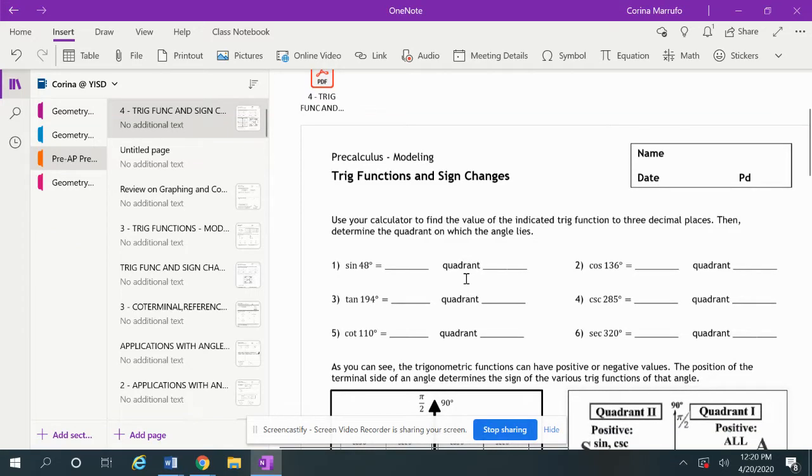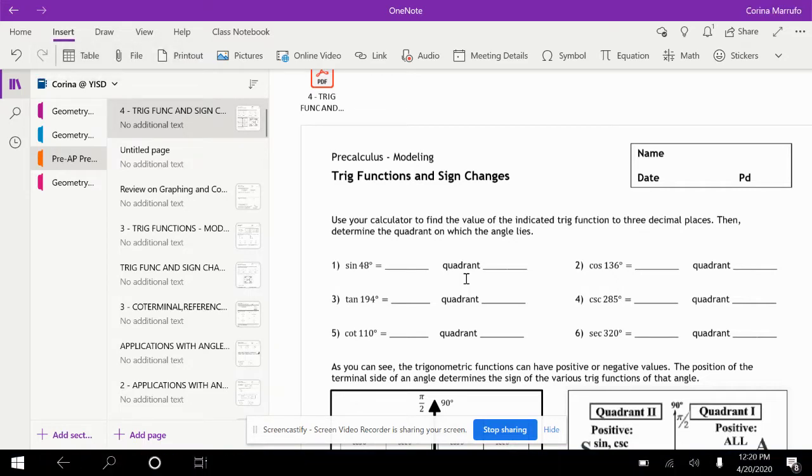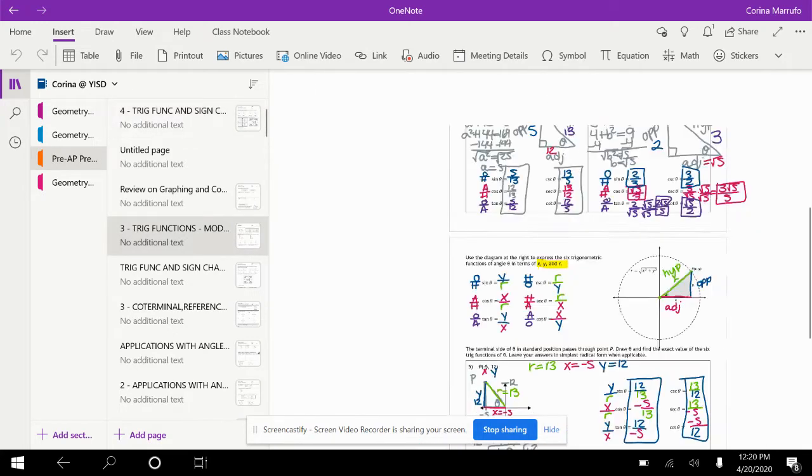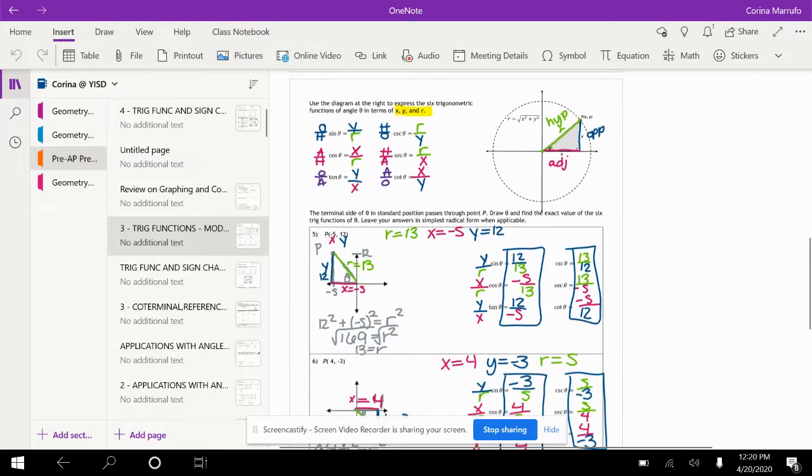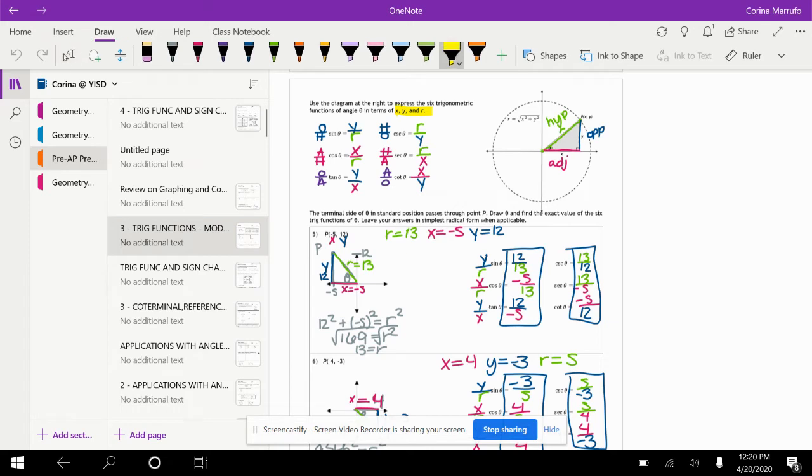All right, so we are still working with trig functions. We're going to learn a little bit about their signs. If you noticed in the last modeling that we did, in certain areas or certain quadrants, our trig functions were having negative and positive answers, okay? Depending on which quadrant our triangle lands in will affect which ones are going to be positive and which ones are going to be negative. And that's what we're going to learn today.